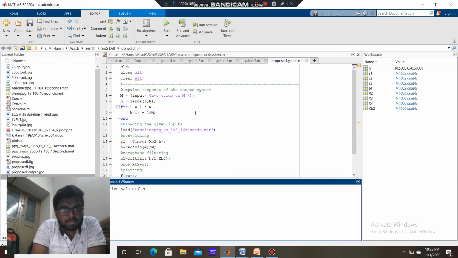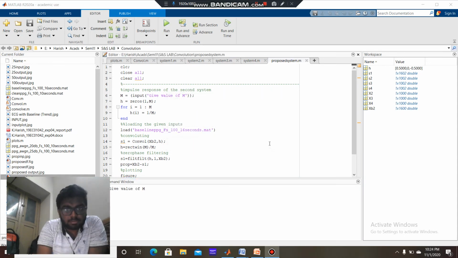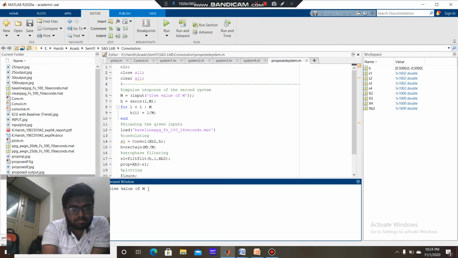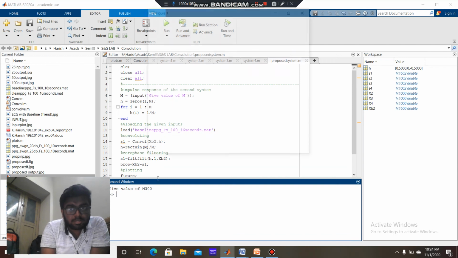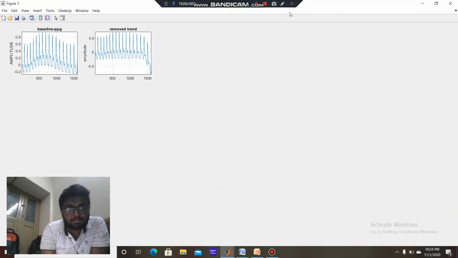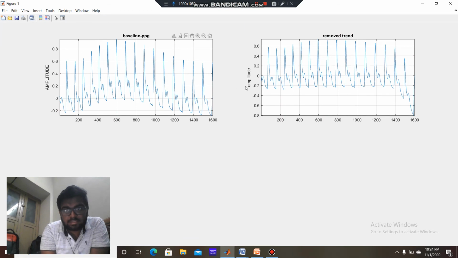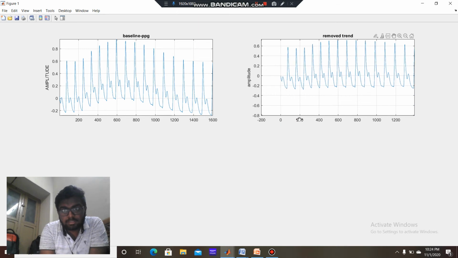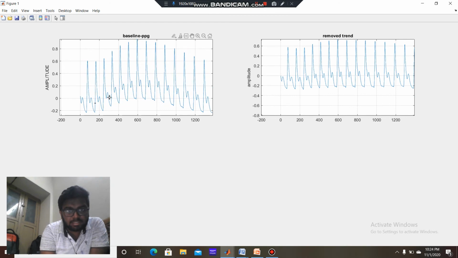Here we are going to give a high value of m, like 300, and if we run this we can see the difference between the given baseline signal and the signal after removing the trend. Here we can see the difference between these two. In the baseline, from the mouse cursor we can see that the signal is not uniform. After the trend is removed, the signal is uniform, like the curve is straight.